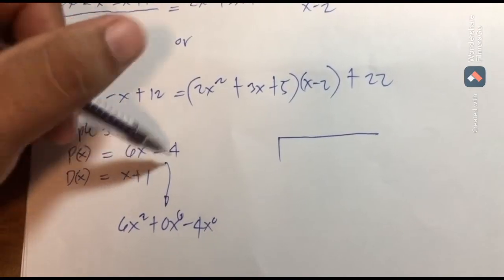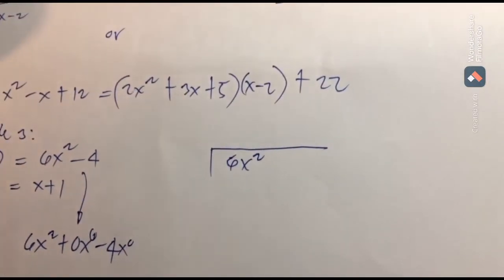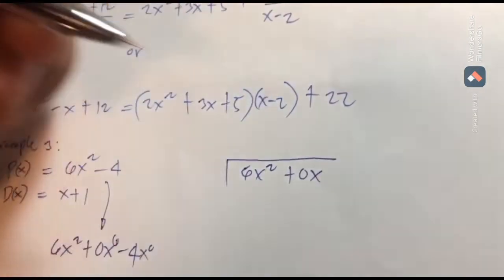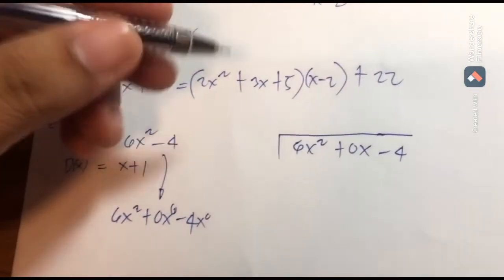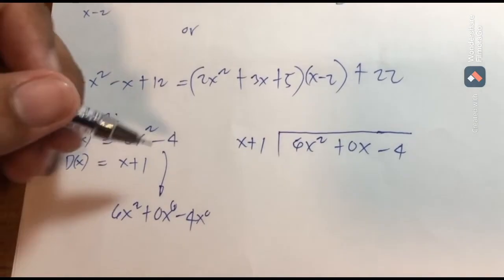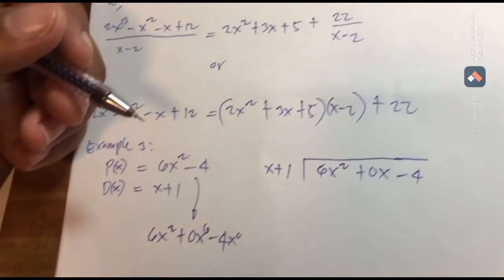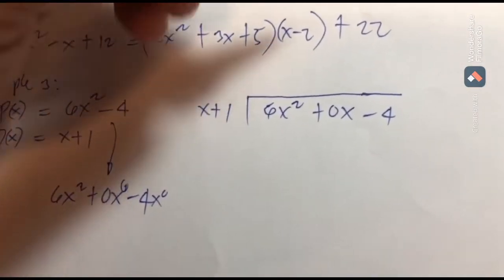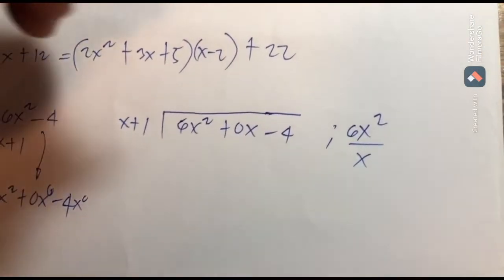So from 6x squared minus 4, we can rewrite our dividend as what? 6x squared. We will insert 0x. Okay? So 6x squared plus 0x, then minus 4, divided by our divisor x plus 1. This is really the technique if the terms are incomplete. So 6x squared is the leading term. 6x squared divided by x is what? You are free to write here 6x squared divided by x. So the answer is 6x.